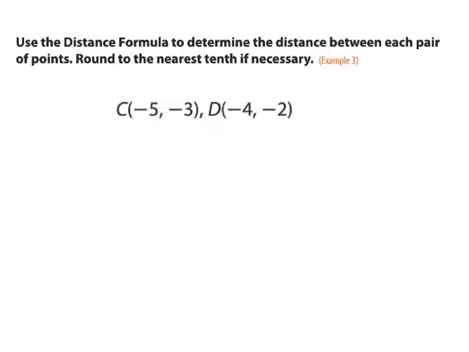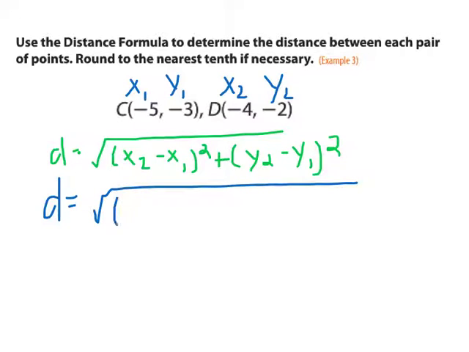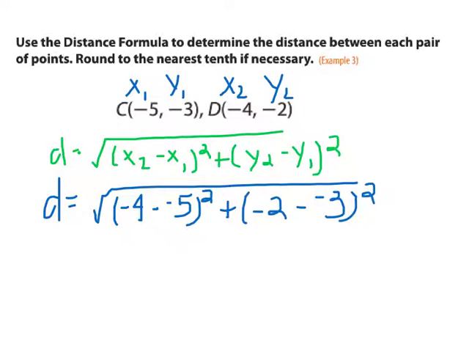So if we wanted to use the distance formula on this one, we would write the distance formula first. If there's a formula, you always write the formula first: square root of x2 minus x1 squared plus y2 minus y1 squared. So this is my x1, y1, x2, y2. So I'm going to plug that in. My x2 is negative 4 minus my x1, negative 5 squared, plus my y2 is negative 2 minus my y1, negative 3 squared.